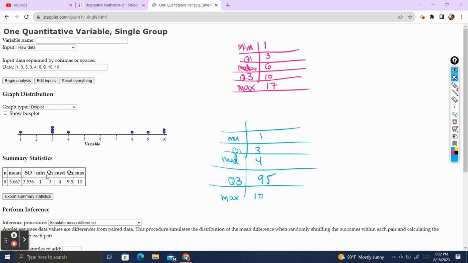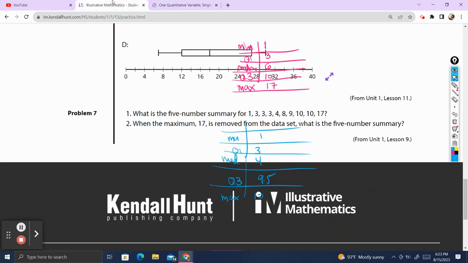So I know we're given a lot of values over here. These are the numbers that we care about for the 5-number summary.